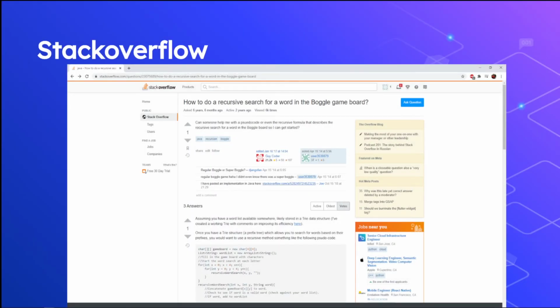For the Stack Overflow question, in one of my classes, we were working on a Boggle game board. It was basically a 4x4 grid. And to do that, we had to use recursion. And luckily, someone was able to answer the question on Stack Overflow. And right here is my account.